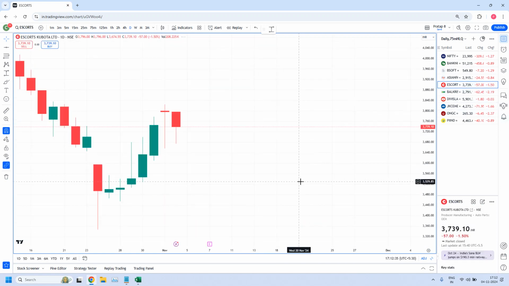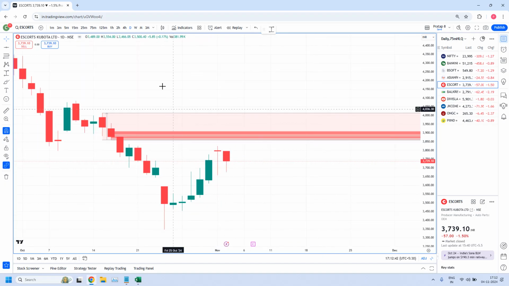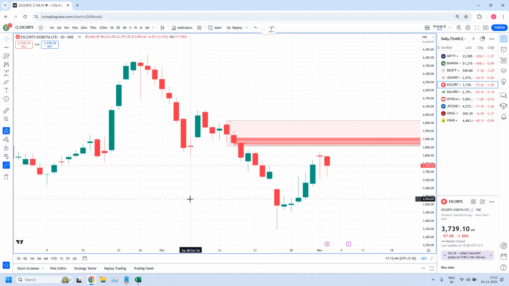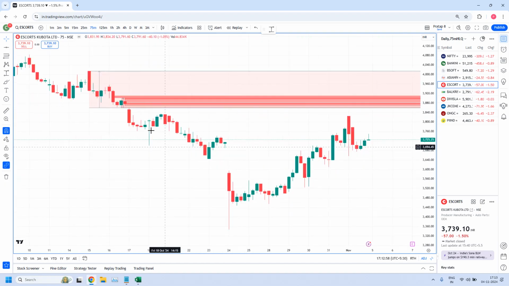Next one is Escort. Escort is also a 75-minute zone. It's a drop candle. You have 1, 2, 3, 4 base candles and a drop candle. This is what is identified by our software. How I fine-tuned, let me explain. With the 75 minutes time frame, we have an order flow here. Medium size candle as a drop, 3 base candles, and again a drop with hidden body. This is a drop candle as a leg out. This is the 75 minutes fine-tuned zone.